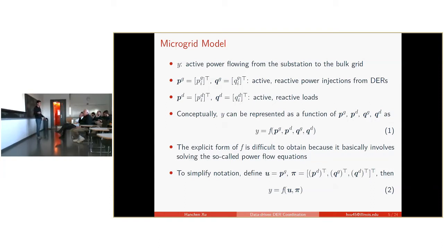Even if we are given an accurate model of the power system, it is very hard to get an explicit expression for F, since it involves a lot of function inversion and so on. To simplify the notation in the following slides, we define PG, the active power injection from the DERs, as U, a symbol for control, something that we can control. We also denote the rest of the power injections from loads, as well as the reactive power injection from DERs, as some pi, which is a parameter we will assume to be constant during the interval of our control.